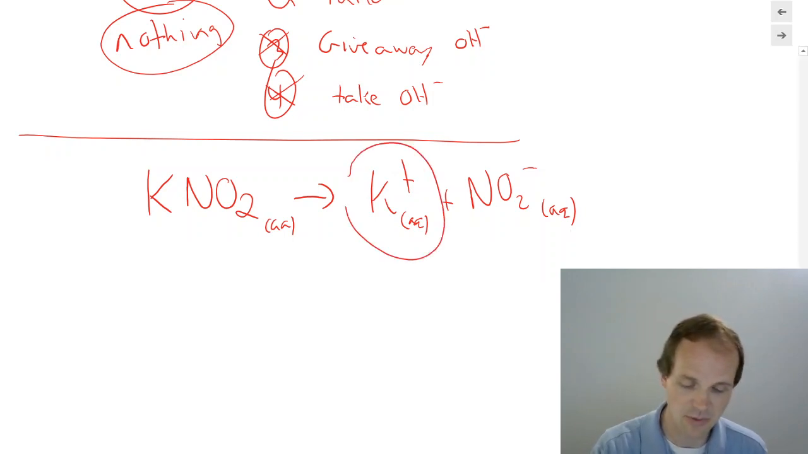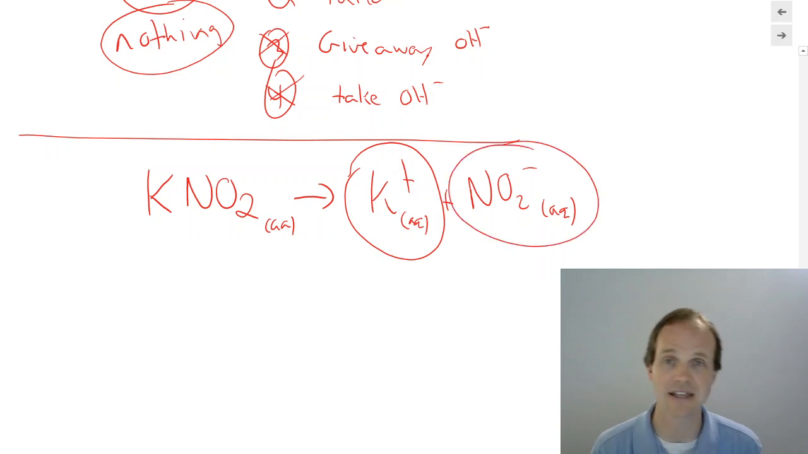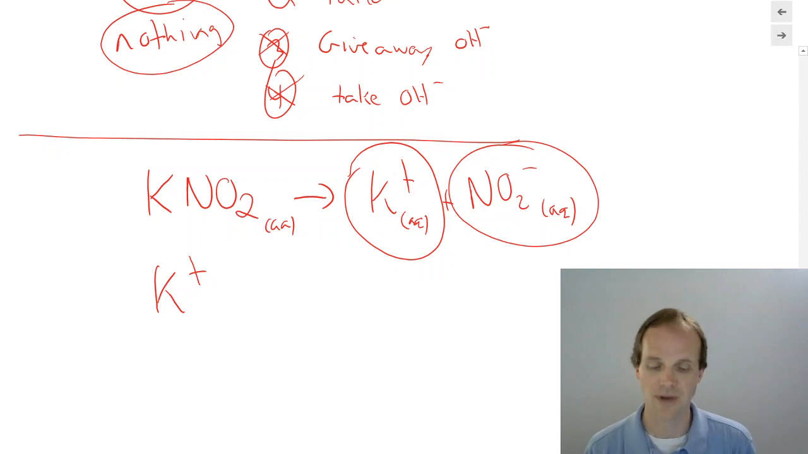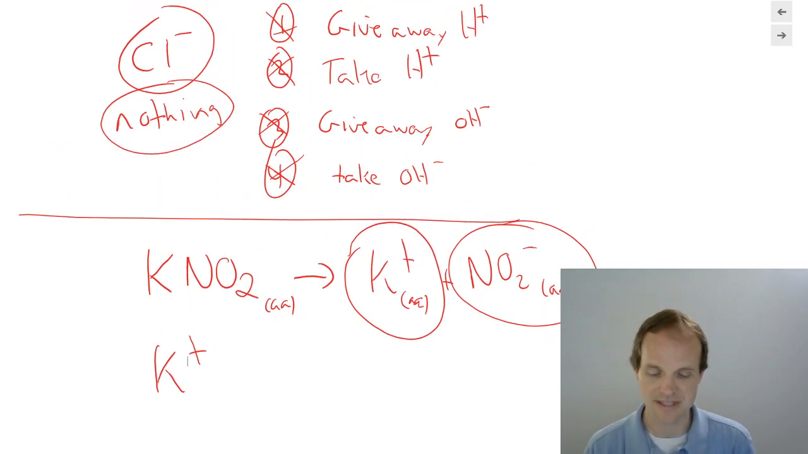So let me explore what each individual ion is going to do. So let's look at K plus. What might it do? Let's look at our 4 different things. Is it going to give away H plus? No. Is it going to take H plus? No, right? Same charges are going to repel each other in solution.